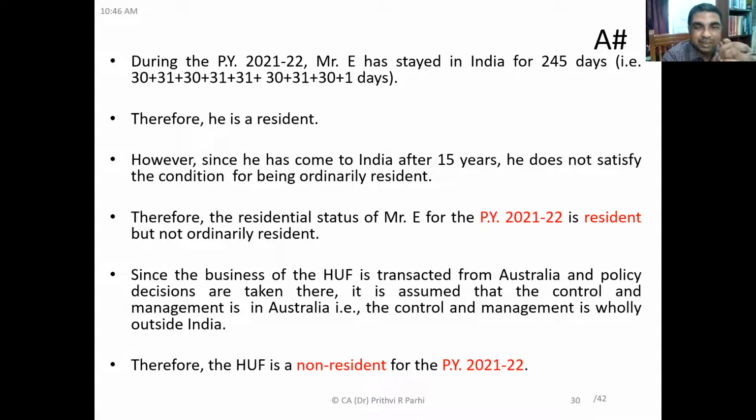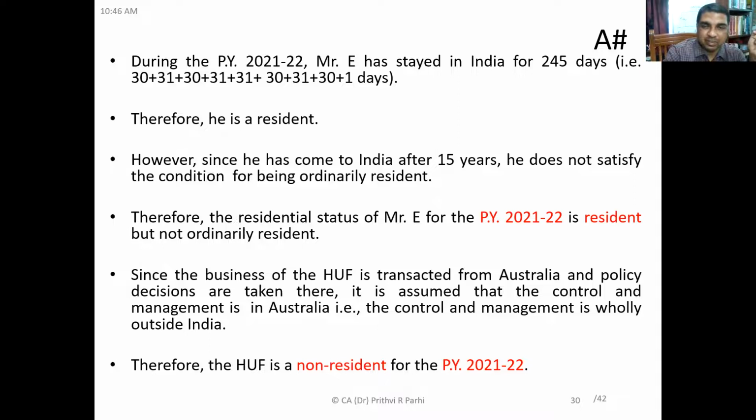Now, coming to the residential status of the HUF, the question has said the policy decisions are taken there. So it can be assumed that the control and management is from Australia, which means it is wholly from outside. Therefore, HUF is not resident.